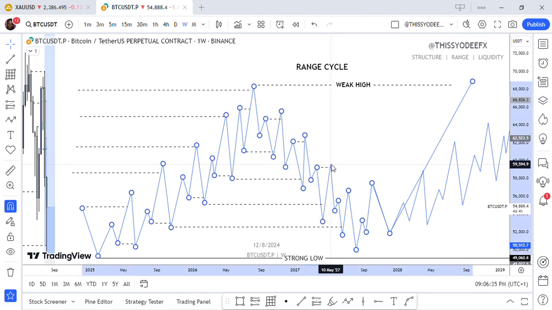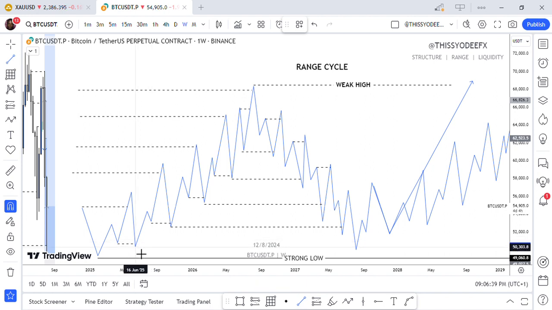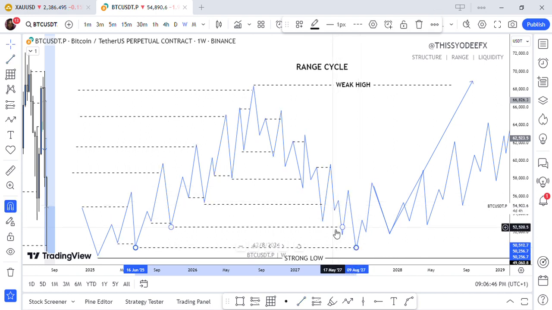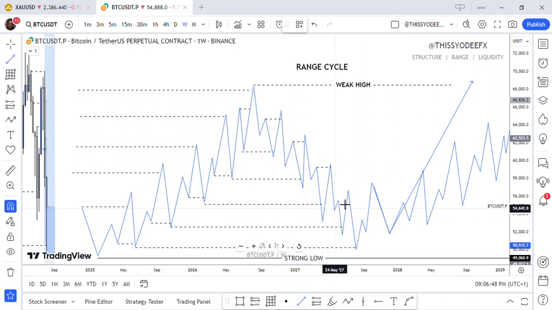Don't forget the structural liquidity must form at 50% above, at the premium, for a bearish market. It must form at the premium zone, and for a bullish market it must form at the discount zone.